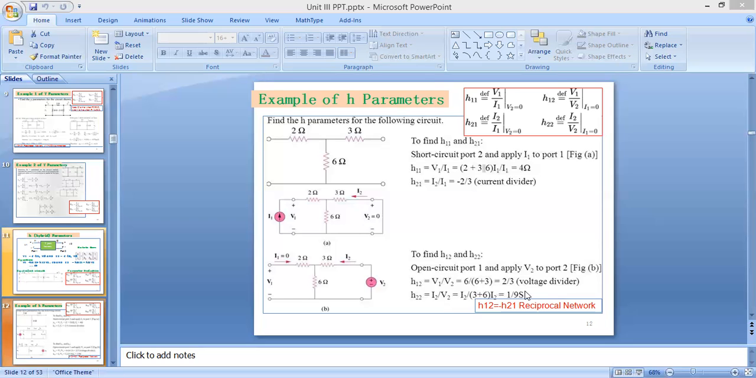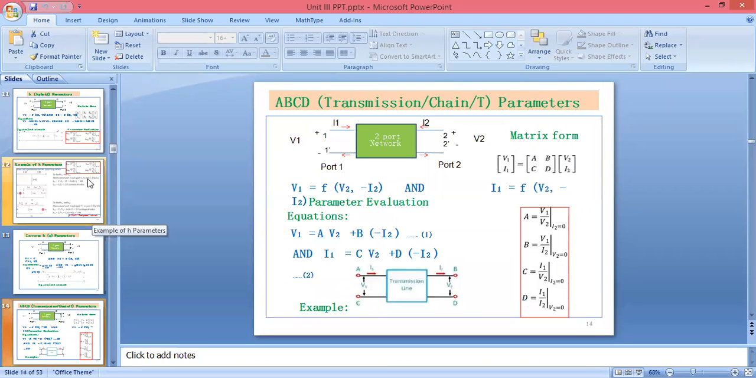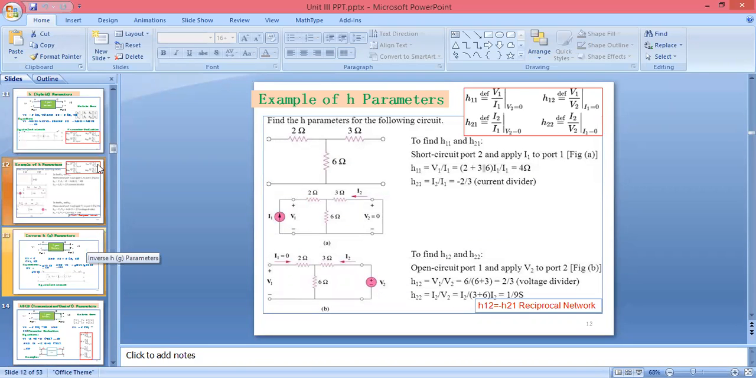So if you see, you will get H21 and H12. Both are same. Only there is sign difference. यहाँ पे negative था, यहाँ पे positive. So we can say H12 and H21 are the reciprocal of given network. Here we have finished H parameter. Our new parameter, that is nothing but ABCD, we will see in next class. Inverse H parameter and ABCD we will see in next class.